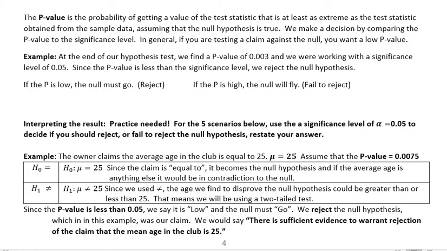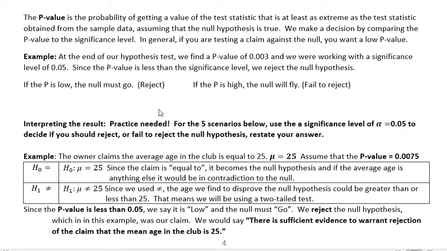In general, if you are testing a claim against the null, you want a low p-value. An example: at the end of our hypothesis test, we find a p-value of 0.003, and we are working with a significance level of 0.05. Since the p-value is less than the significance level, we reject the null hypothesis.